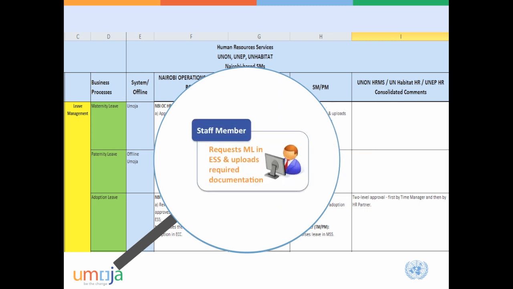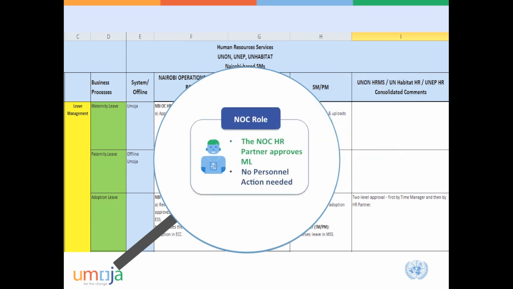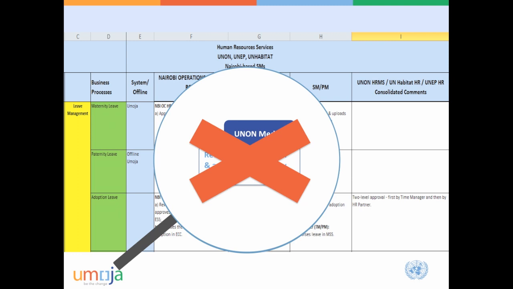In Umoja, Jane will submit her requests for ML in Employee Self-Service, or ESS, and upload the required documents. If Jane has no access to ESS, a time administrator in her organizational unit at Yunan can input the request on her behalf. Her maternity leave request is then routed to the HR partner in the NOC, who will review and approve her ML. There is no more need for a personnel action in this process. Notice that the previous role of the medical service has been eliminated in the process, except in special cases which require consultation with the medical service.